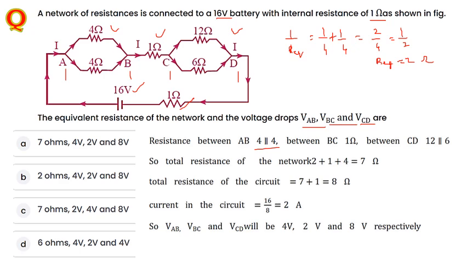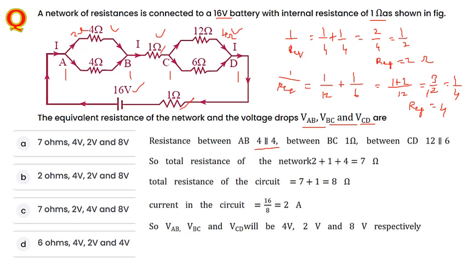So the equivalent resistance here is 2 ohm, and this one here is 1 ohm. Similarly, for this equivalent resistance, 1 by R equivalent will be equal to 1 divided by 12 plus 1 divided by 6. The common denominator is 12, so 1 plus 2 is 3 by 12, and 3 by 12 is 1 by 4. So R equivalent here is 4 ohm.